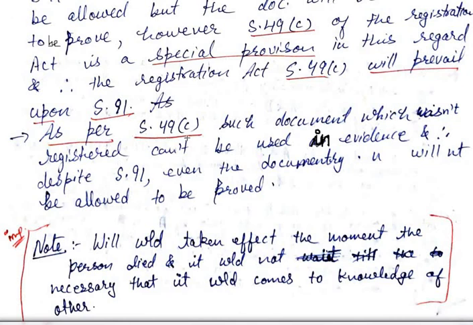As per section 49C of the Indian Registration Act, such a document which was not registered cannot be used in evidence, and therefore, despite section 91 of the Indian Evidence Act, even the documentary evidence will not be allowed to be proved. So that's it for this topic, section 91. Now there are certain small points to be discussed. Now suppose a contract, grant or disposition is not required to be registered and the documentation is also not done, and since it is not necessary to be documented, oral evidence is allowed to prove that, then it can be done by virtue of section 60 also.